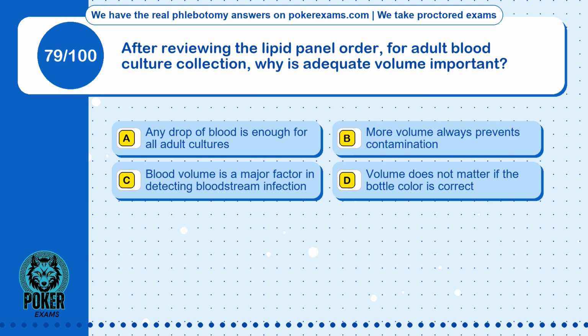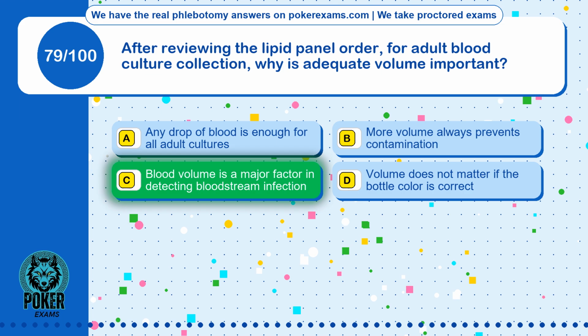Question 79. After reviewing the lipid panel order, for adult blood culture collection, why is adequate volume important? Option A. Any drop of blood is enough for all adult cultures. Option B. More volume always prevents contamination. Option C. Blood volume is a major factor in detecting bloodstream infection. Option D. Volume does not matter if the bottle color is correct.